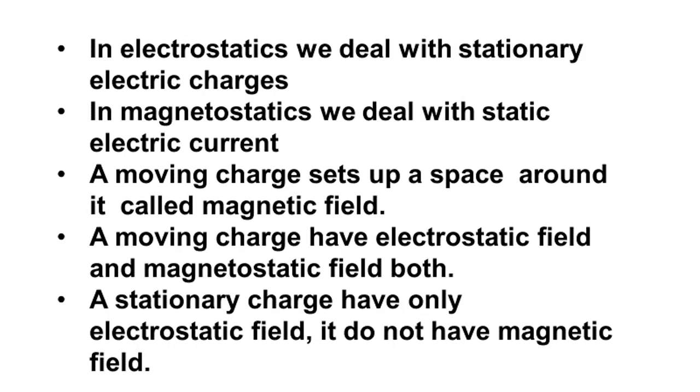In electrostatics, we deal with stationary electric charges. In magnetostatics, we deal with static electric current. A moving charge sets up a space around it called magnetic field. A moving charge has both electrostatic field and magnetostatic field. A stationary charge has only electrostatic field. It does not have a magnetic field.